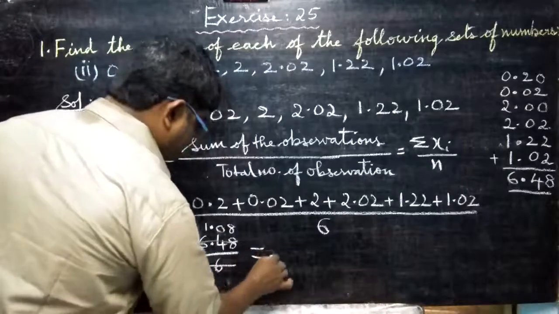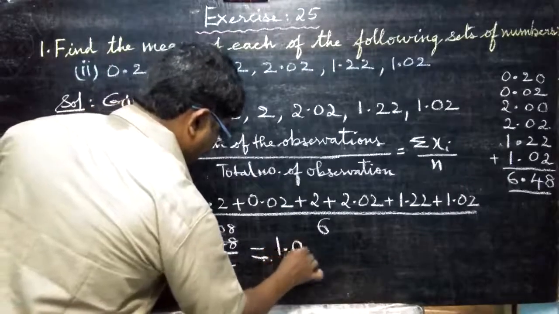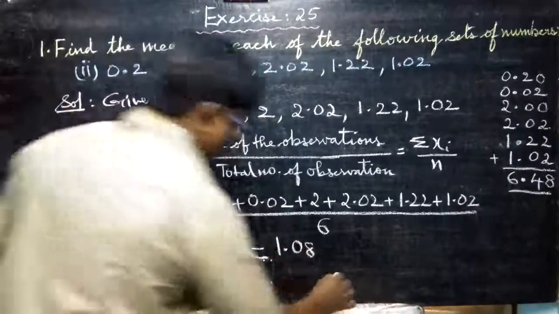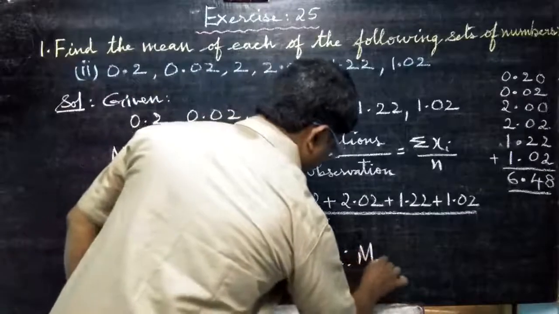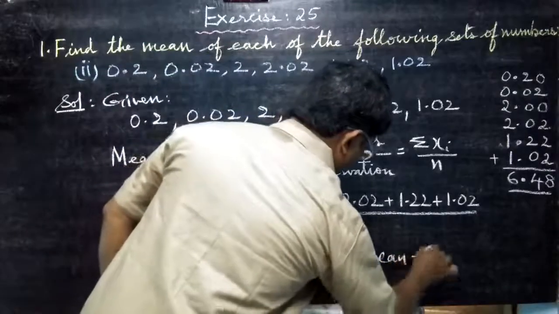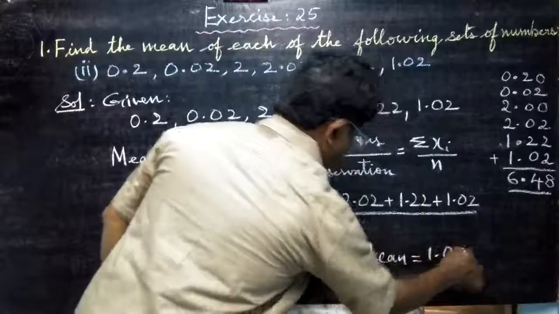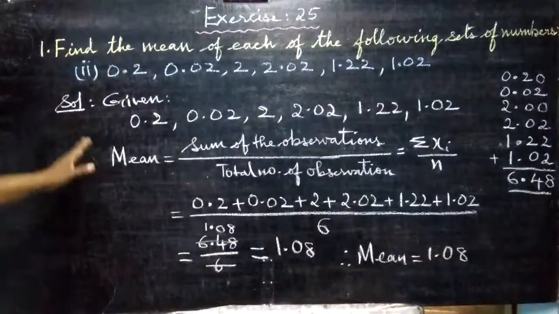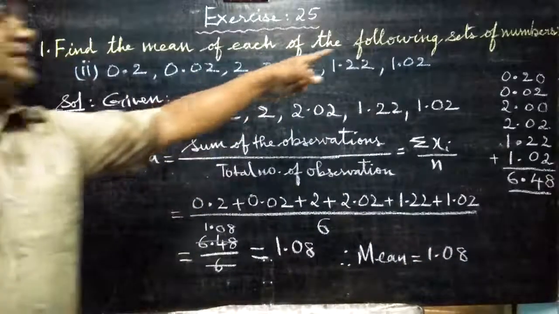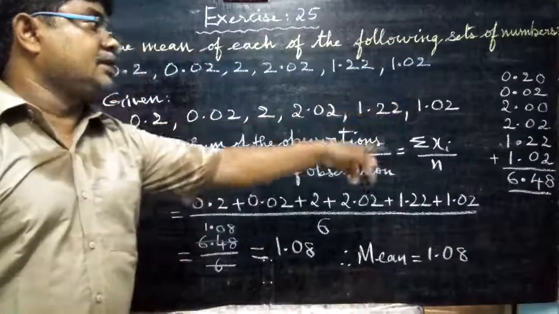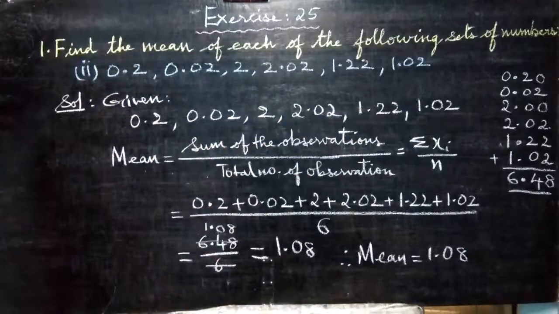We got 1.08. Therefore, mean is equal to 1.08. This is the way of solving the problem. That is part and parcel of the problem. Compulsory, you have to show that addition.